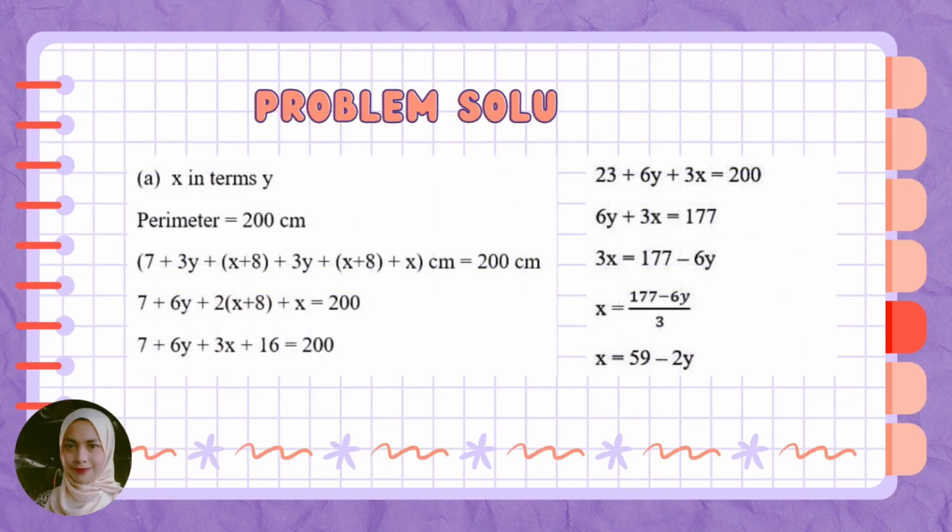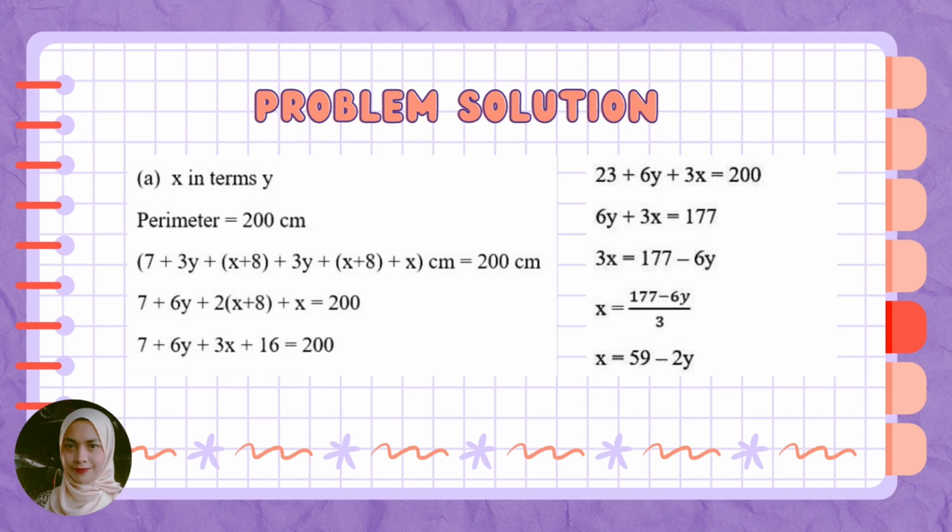Problem solution. For equation A, we need to express x in terms of y. From the question, the value of the perimeter is 200 cm. As we know, the formula for perimeter is the sum of all the sides. So, we put all the values in the formula. It will be 7 plus 3y plus (x plus 8) plus 3y plus (x plus 8) plus x equals 200 cm.